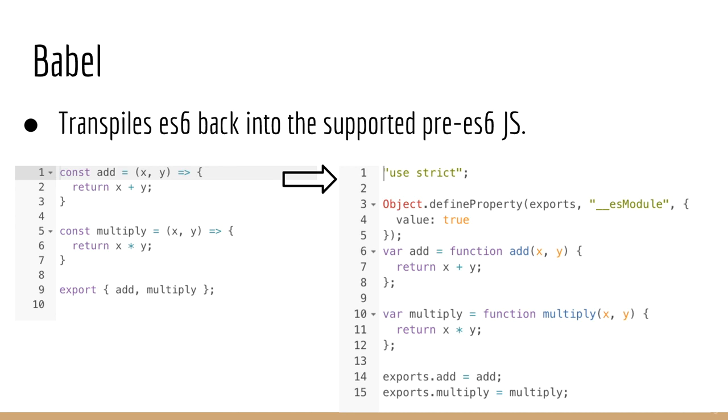In this graphic, we have a nice taste of ES6 code on the left, and it's transpiled back into the pre-ES6 JavaScript on the right, which is much more dense. Awesome! Now that we know that we need Babel to transpile our ES6 code, let's explore how it works in the next video.